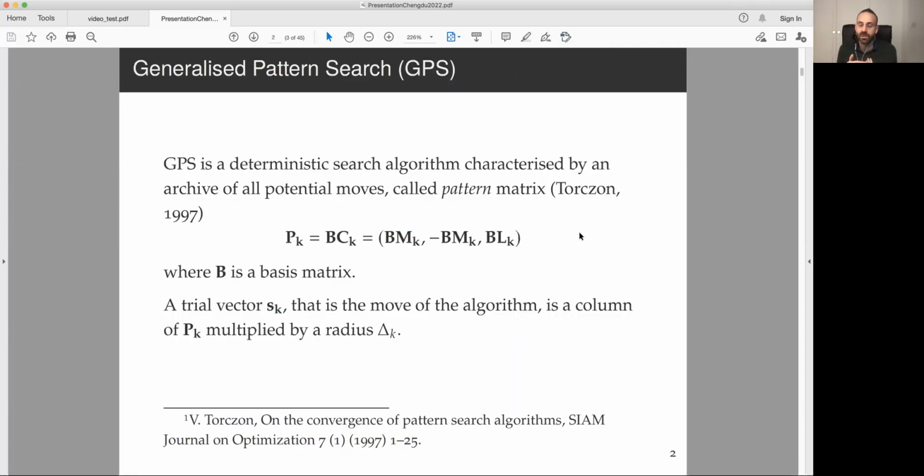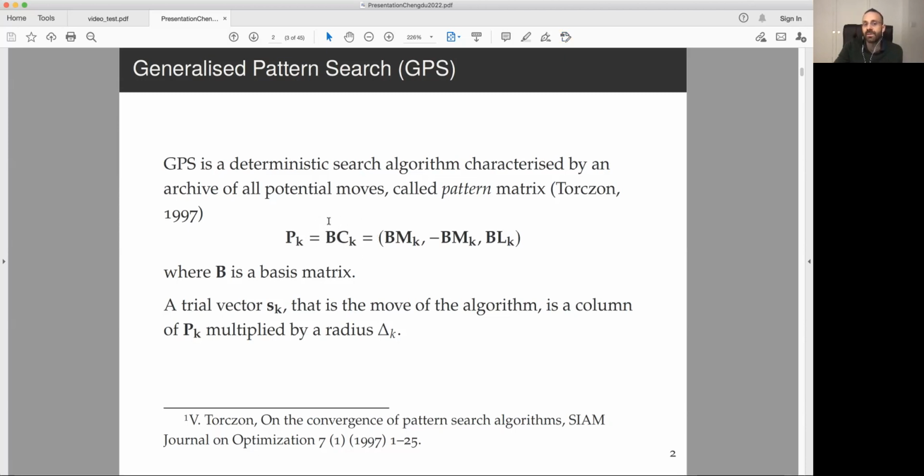At first, this concept was introduced in 1997 by Virginia Torczon. What she was saying is that GPS, Generalized Pattern Search, is a deterministic search algorithm, which is characterized by an archive of potential moves, which are called the pattern matrix. So these moves are encoded inside a matrix, which is called the pattern, indicated here with the letter Pk. As you can see, this matrix Pk is the product of a matrix B by a certain matrix Ck.